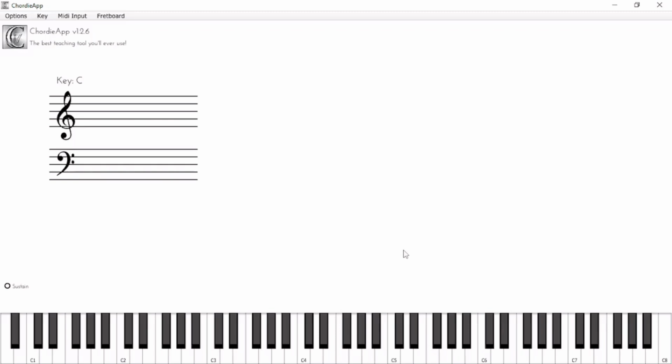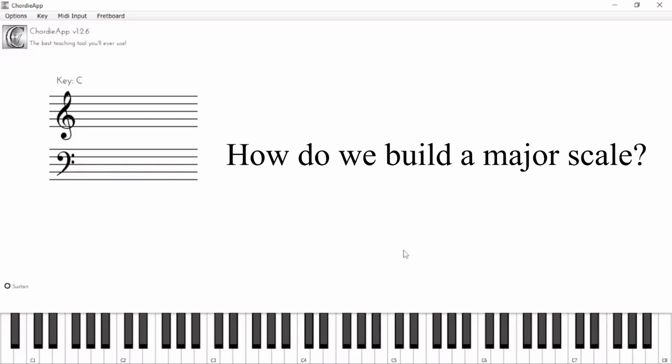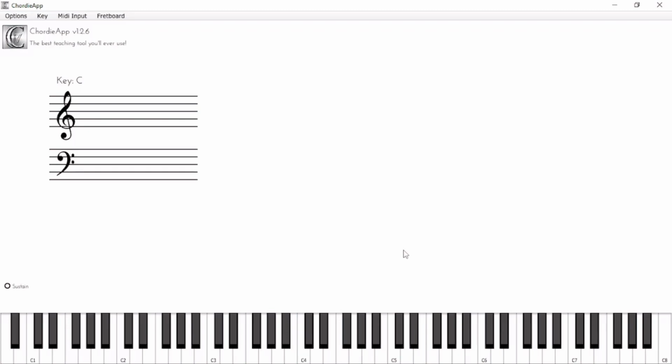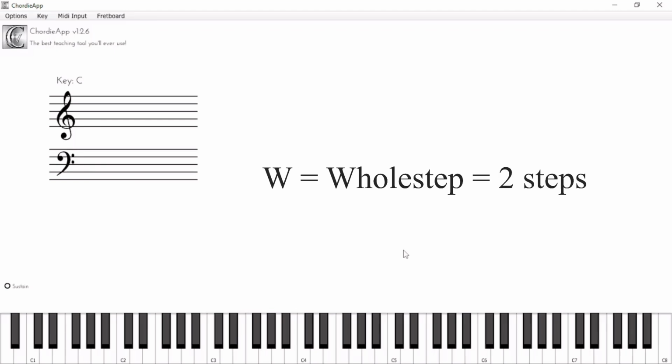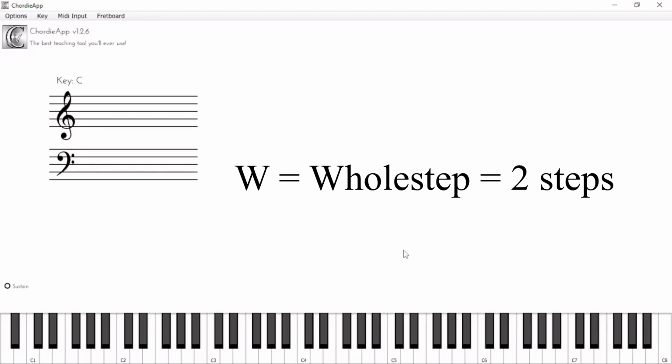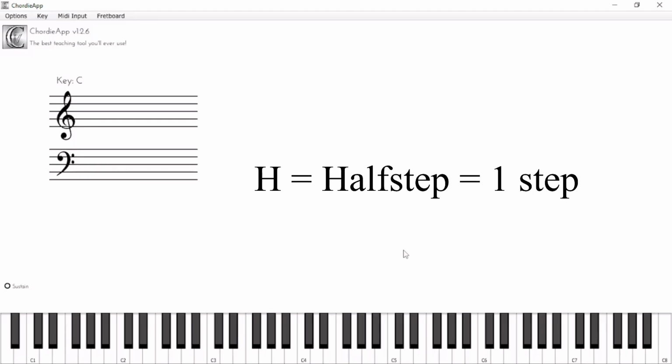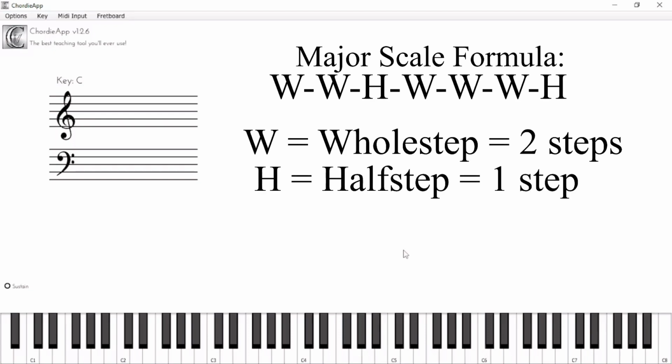So how do we find the major scales? If I'm in the key of C, let's use this as an example. Every major scale has a formula. This is the formula itself: whole, whole, half, whole, whole, whole, half. That W means whole step, which equals two steps, and the half step equals one step. So when it says whole step, it's two steps, and when it says half step, it's one step.